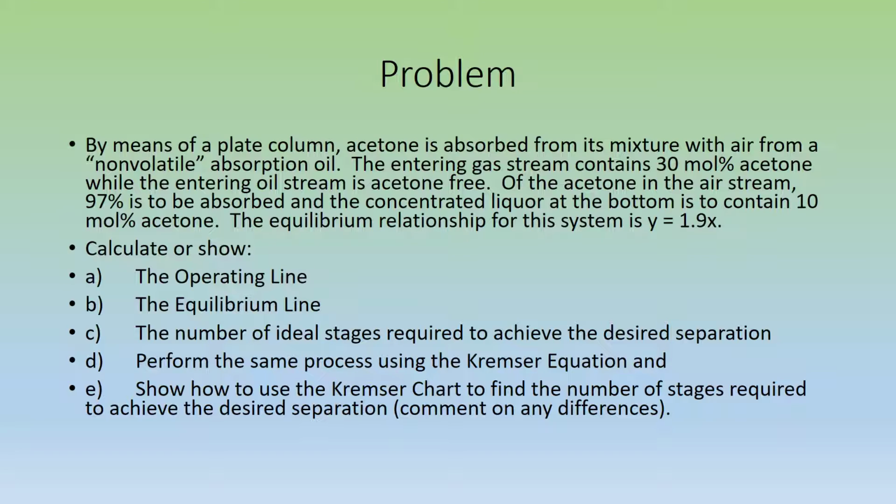The equilibrium relationship for this system is y equals 1.9x. I'm going to calculate and then show the operating line. I'm going to show the equilibrium line since it's given. I'm going to find the ideal stages off the graph, and I will find the number of ideal stages using the Kremser equation and then off the Kremser chart.